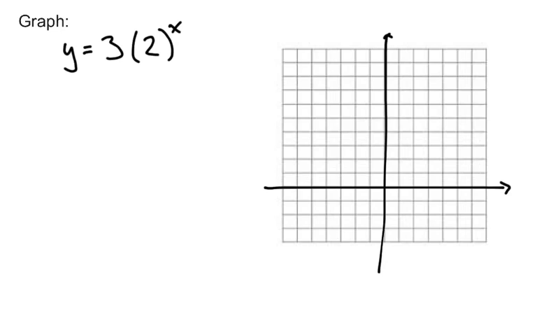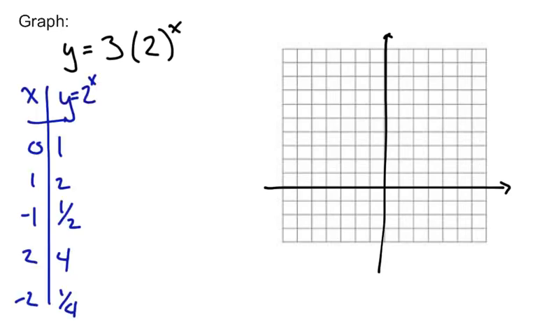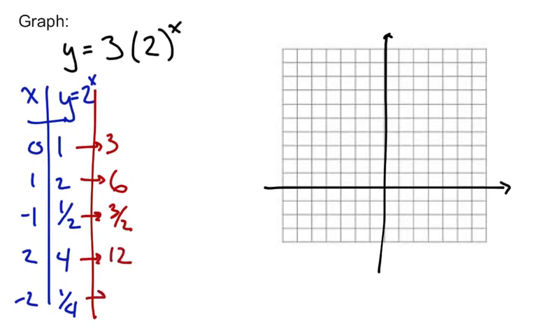Now, what happens if we start messing with things like multiplying it by 3? Well, let's take that same table of values that we had, and that was for when y was equal to 2 to the x. Now, for y equals 3 times 2 to the x, we're going to take each of these values and just multiply them by 3. And let's see what happens. Well, 0, 3, 1, 6, negative 1, 3 halves, that's 1 1/2. 2, 12 is very far up here. And negative 2, 3/4. About right here.